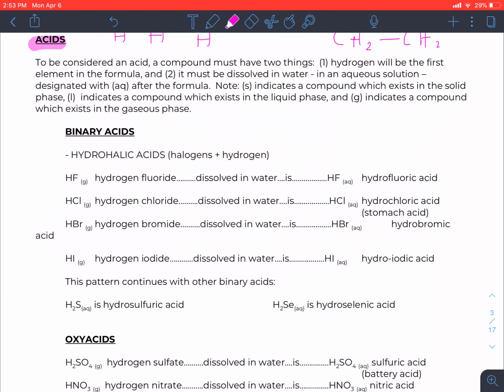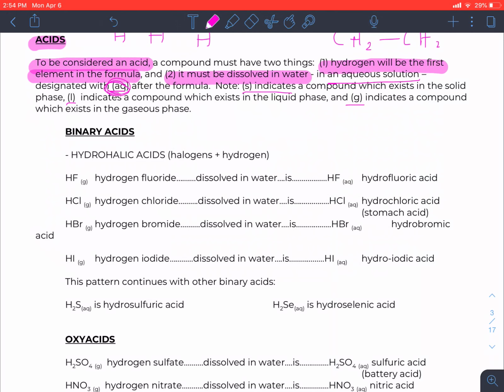So to be considered an acid, a compound must have two things. One, hydrogen will be the first element in the formula, and two, it must be dissolved in water. Anything that's dissolved in water, we say is an aqueous solution, and we designate it with an AQ after the formula. Now, different states of matter, solid, liquid, and gas also have designations. S indicates a solid, L indicates a liquid, gas is with a G. And so for an acid, you will always be looking for the AQ behind the name when naming it.